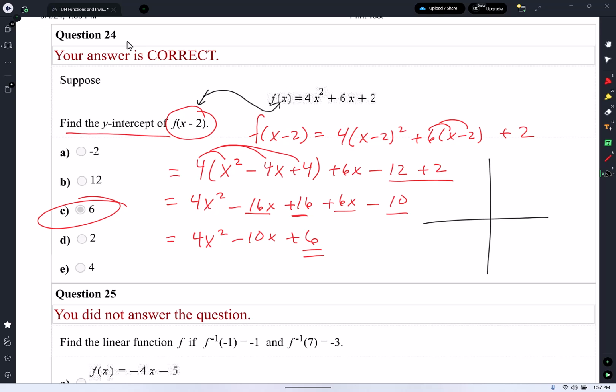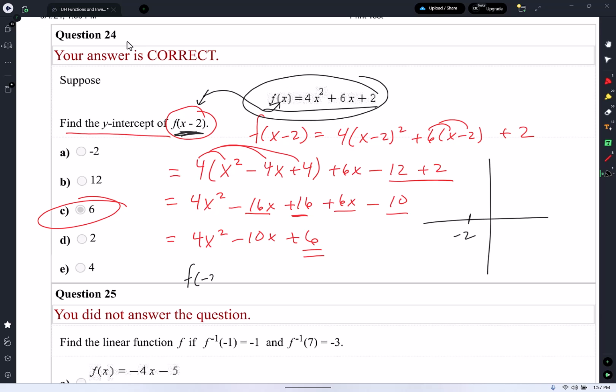Yeah, this one here is this original one moved twice to the right. Does that make sense? So if I move this function twice to the right, that means wherever I was at negative 2, when I move twice to the right, I'm going to be right on the y-axis. Does that make sense, guys? So I'm just going to insert negative 2 in here.